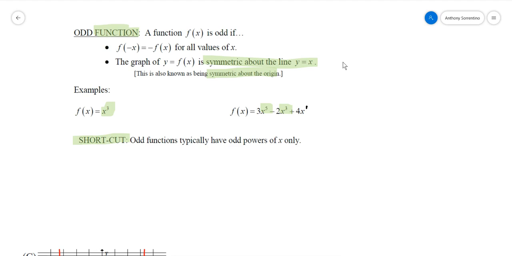So basically these types of symmetry let me define whether it's an even function, an odd function, or neither. Neither just means it's not even, it's not odd. So it doesn't have symmetry about the y-axis, and it doesn't have symmetry about the origin. So let's have a look at example 1 now.